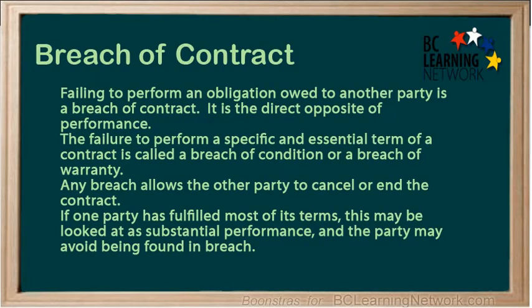Failing to perform an obligation owed to another party is a breach of contract. It is the direct opposite of performance. The failure to perform a specific and essential term of a contract is called a breach of condition or breach of warranty. Any breach allows the other party to cancel or end the contract. If one party has fulfilled most of its terms, this may be looked at as substantial performance, and the party may avoid being found in breach.